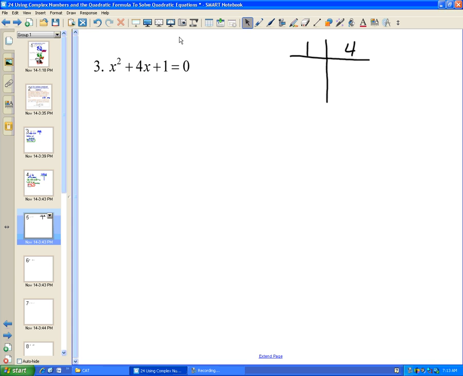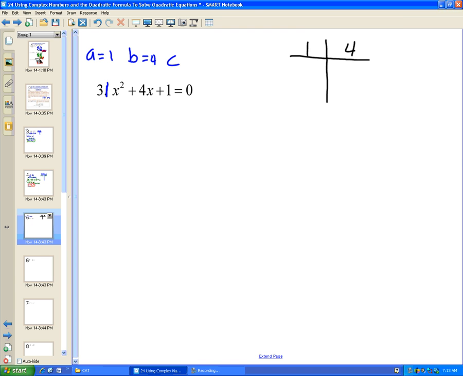So everything that I've done up to this point, I could try to graph this, that's true, but trying to do this algebraically, I want to say, hey, I can't factor it, I can't use square roots, let's go ahead and use the quadratic formula. So in front of this x squared is the number 1, so a is equal to 1. In front of the x is 4, so b is equal to 4. And the constant off by itself is c, and c is 1. So I have my a, my b, and my c.